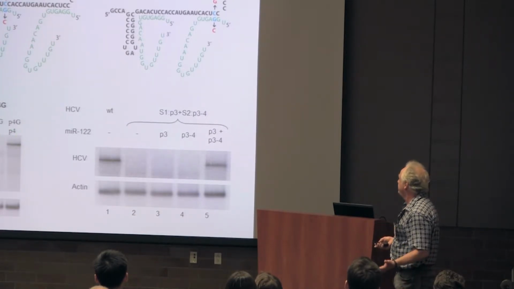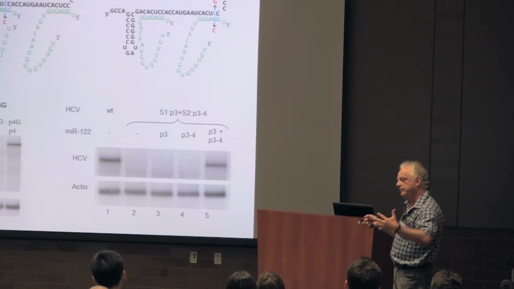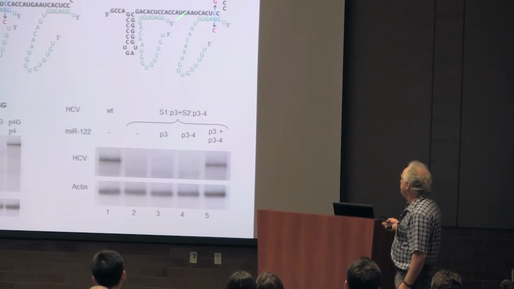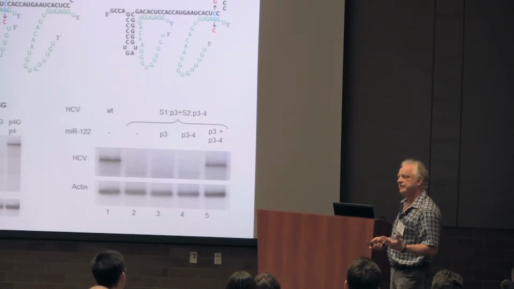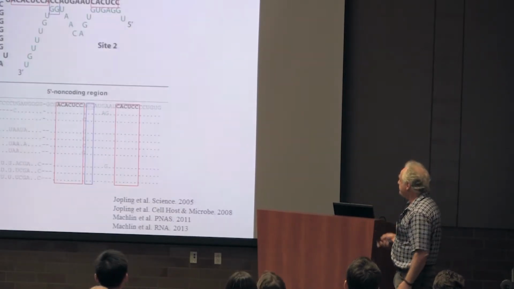Then you might want to ask the question, well, do both of these microRNAs need to bind at the same time? So basically, you make a mutation here, make a mutation here, and this shows you can only rescue hepatitis C virus RNA abundance if you have both microRNAs bound to the same RNA.